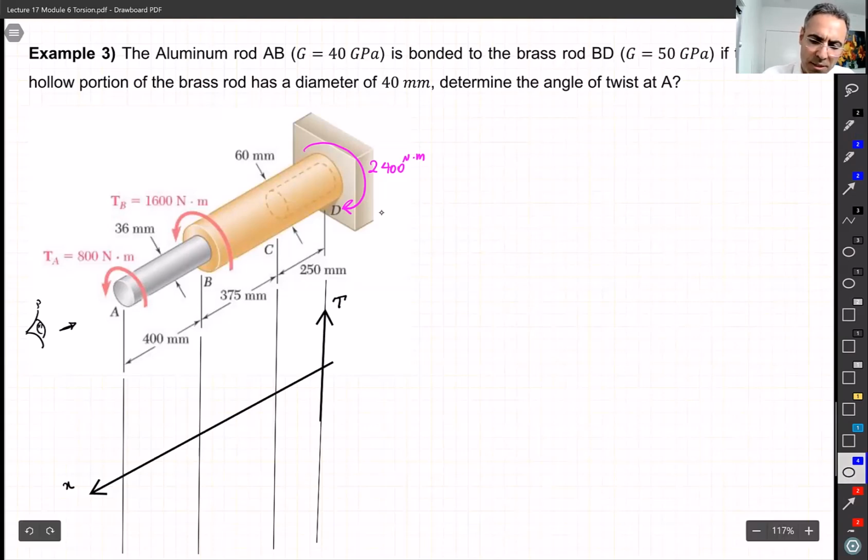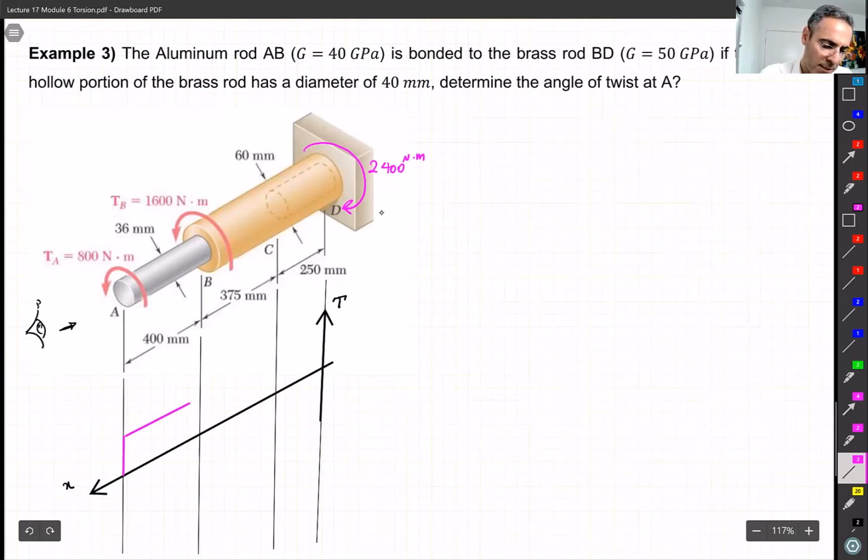Now let's draw the diagram and see if we can get it right, okay? So let's see what we have. So at the beginning here, right, over here, I have 800 and it is positive. So I move up 800.